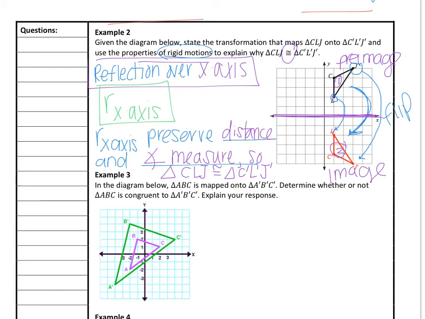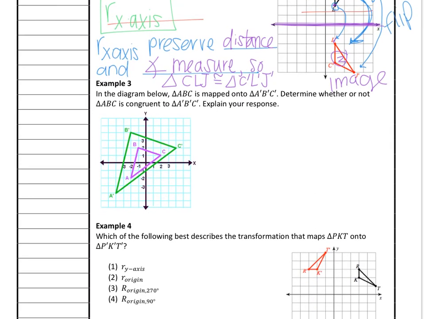Example 3 says, in the diagram below, triangle ABC is mapped onto A prime, B prime, C prime. Determine whether or not the triangles are congruent. Explain your response. So here it looks like we start with a smaller triangle in purple and it's made into a larger triangle in green. If we are growing, would the triangles be congruent?